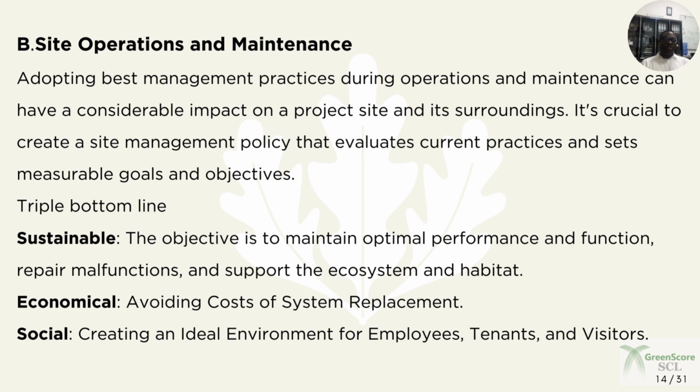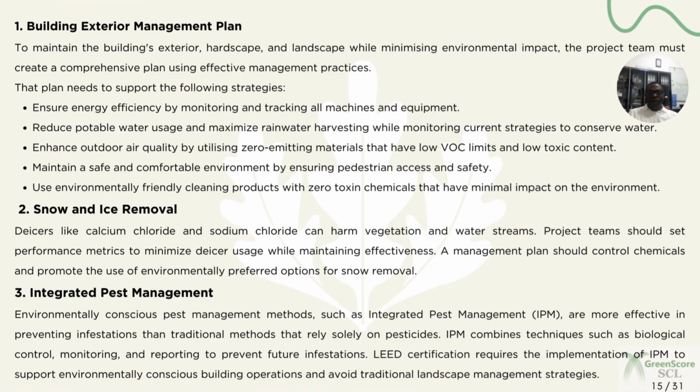We have site operations and maintenance. Don't forget, we've talked about design and construction. Now we're talking about the second category under sustainable site, which is site operations and maintenance. Essentially, this is about creating a site management policy that evaluates current practices and sets the standard for future practices, which are called goals and objectives. The triple bottom line benefits cannot be overemphasized, and you can see them on the slide. How is this approached? Now, a number of strategies for operations and maintenance, and that is number one, the building exterior management plan.